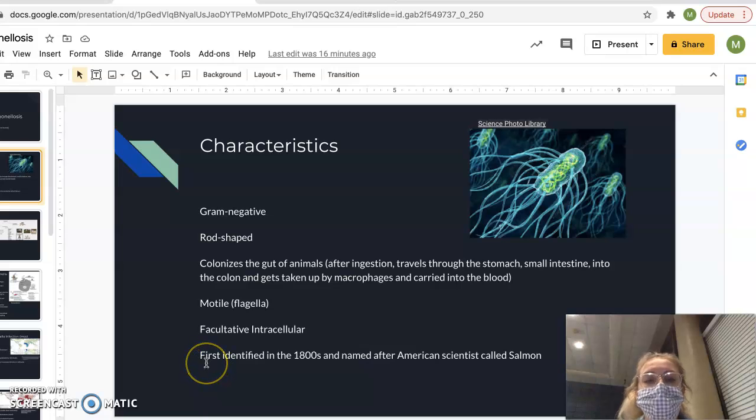It was first identified in the 1800s, and it's named after the American scientist called Salmon. He was a veterinary scientist, and the man who discovered the actual bacteria was working underneath him, but it's credited to his group, and it was named Salmonella in the 1990s.